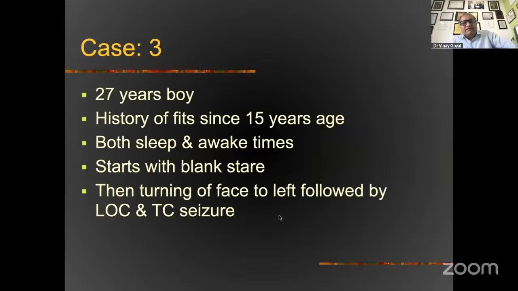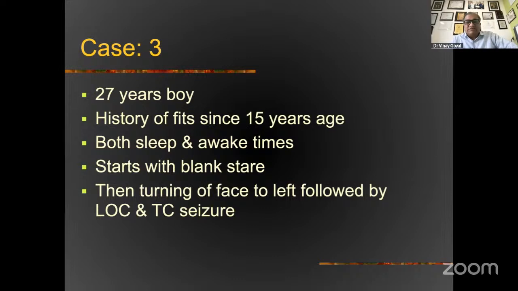This is a 27-year-old boy, with a history of fits since 15 years of age, both in sleep as well as awake, which start with blank stares. The parents are telling, whenever I'm talking to them or he is sitting in the class, he suddenly starts staring and does this automatic movement, as if he's chewing, and he turns his face to the left.